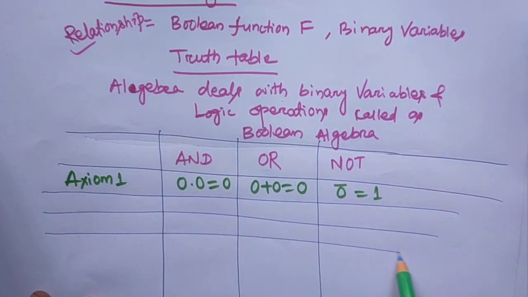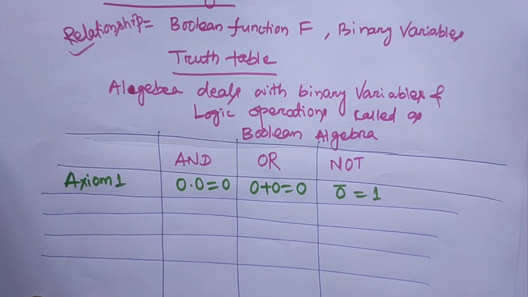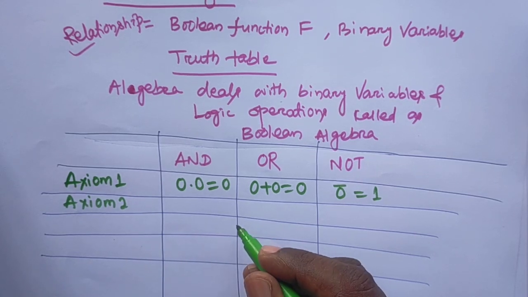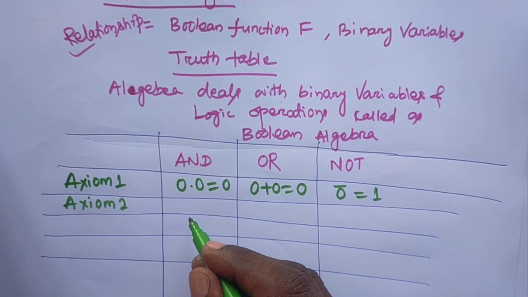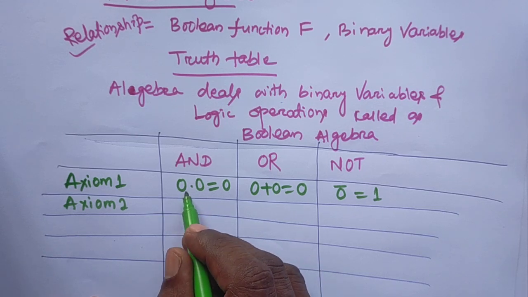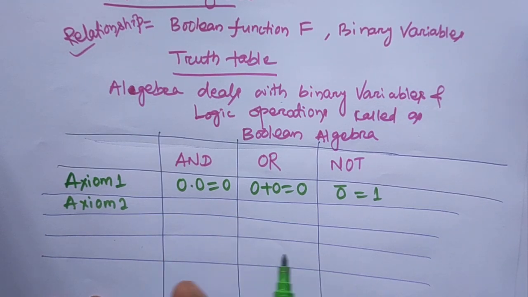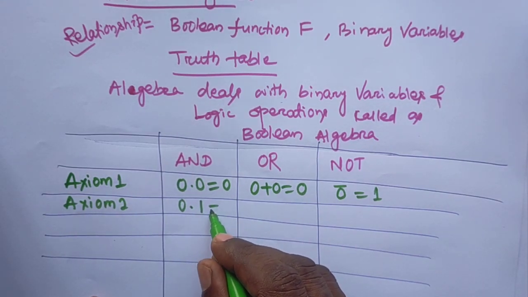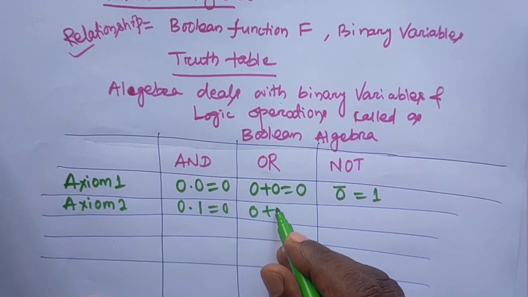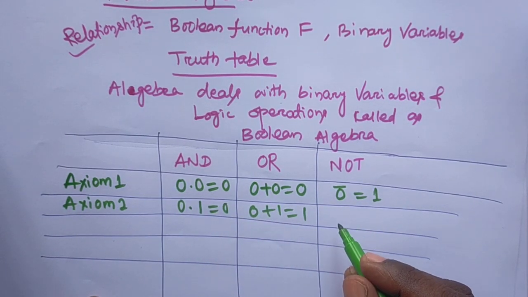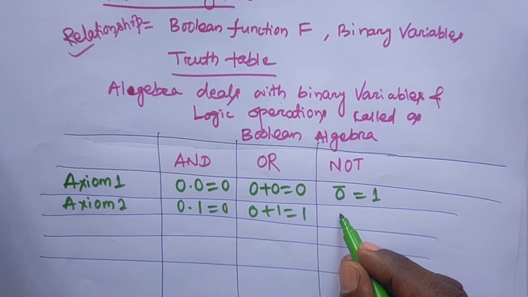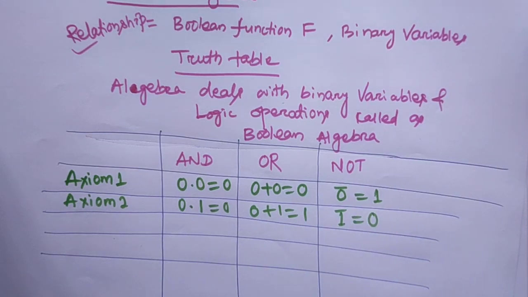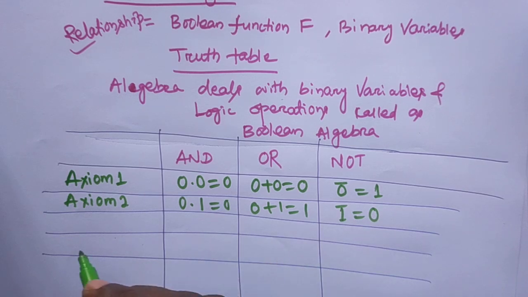What kind of axioms we will see. Different axioms are there. Similarly, axiom 2, in a very simple way. Initially we took 0 0, two variables, one variable 0 and another variable also 0. Similarly here is 0 1: 0.1 is 0, and 0 plus 1 is 1. Here we can take the complement of 1, that is 0, no problem, as you like. This is axiom 2.